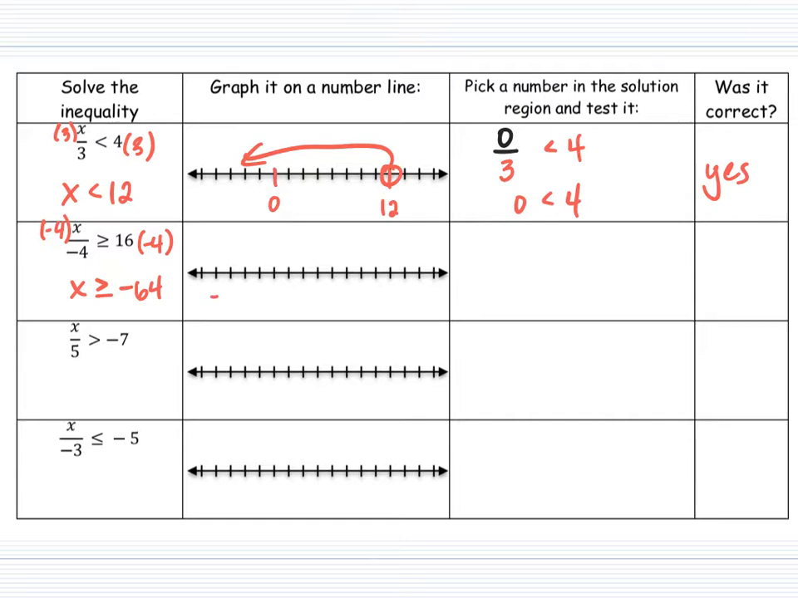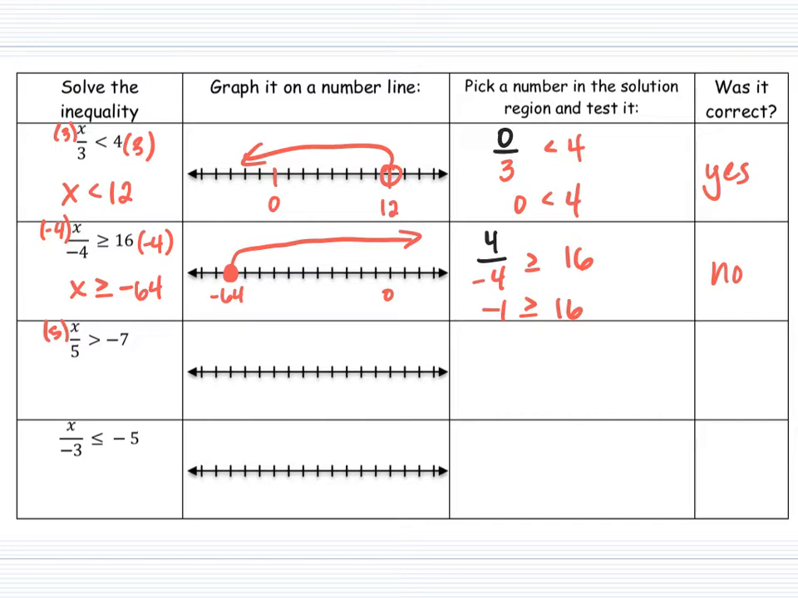That's going to be somewhere down here. 0 is going to be way up here. So closed circle at -64 going up. I can use 0. I can use anything divisible by 4 as well, so I'll try something divisible by 4. So in this case, let's just do a positive 4. So if I plug in positive 4 for x, divide that by -4, see if that works out. I end up with -1 is greater than or equal to 16. That did not work out.